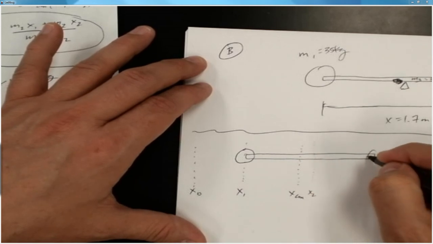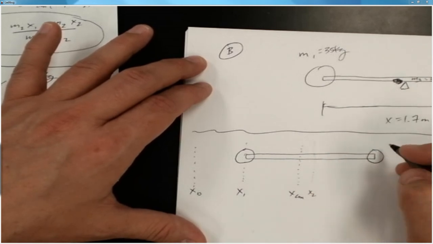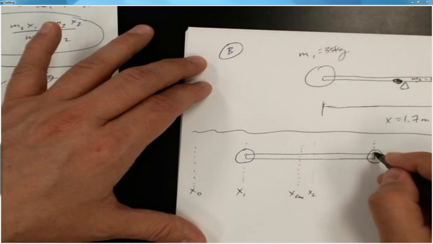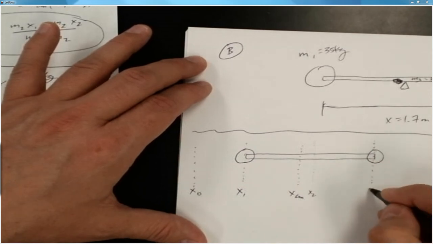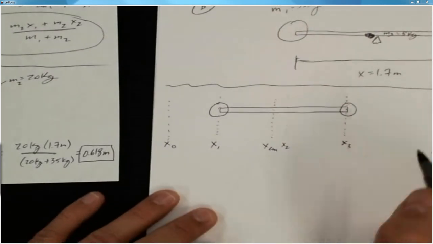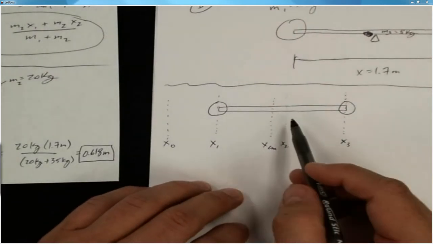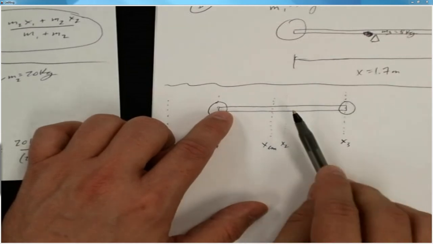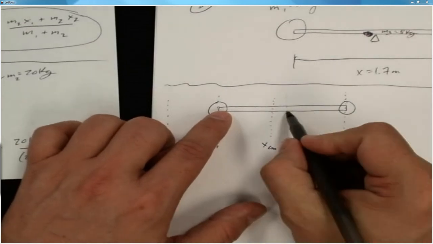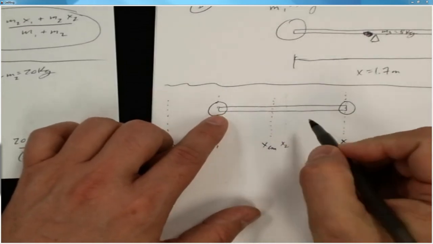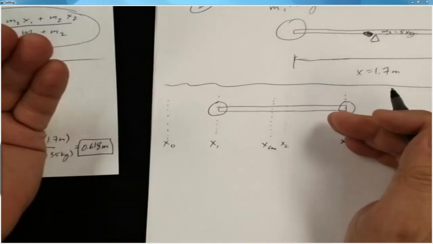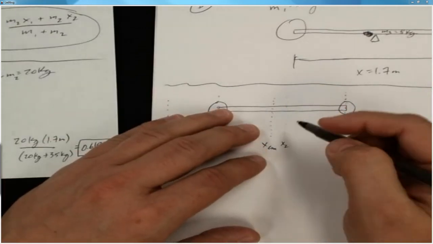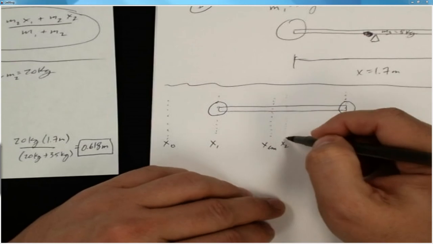And then we'll have this over here, which is going to be x sub 3. So let me just make sure that we're clear on words. If the bar is of uniform density, I would expect that its center of mass would be right in the middle, because you'd have half as much mass on one side and half as much mass on the other. So that would be this line.